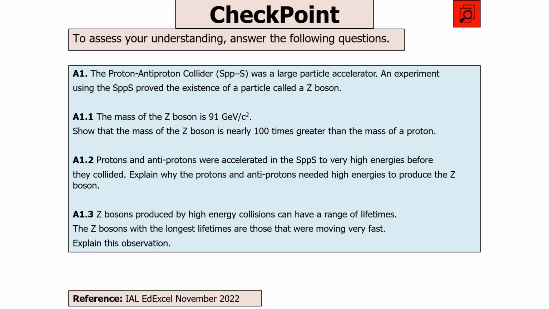And then Z bosons produced by high energy collisions can have a range of lifetimes. The Z bosons with the longest lifetime are those that were moving very fast. Explain this observation. So pause the video now, then unpause the video when you want to go through your answer.